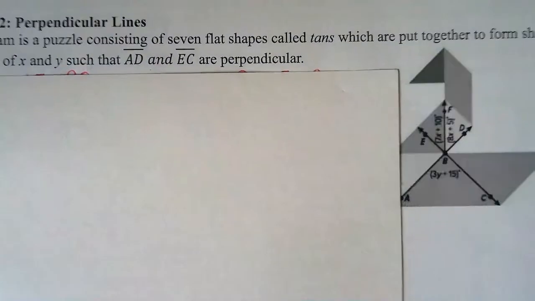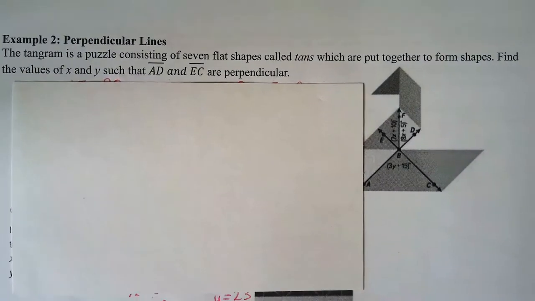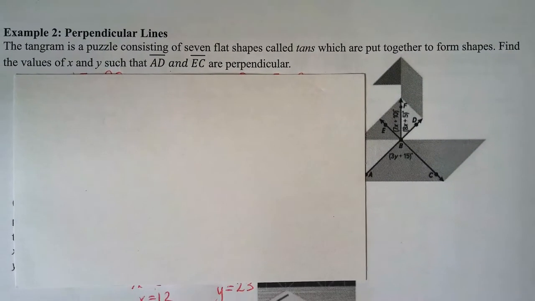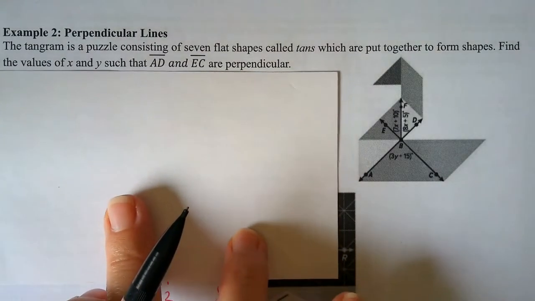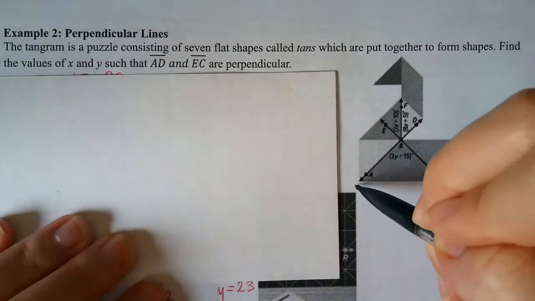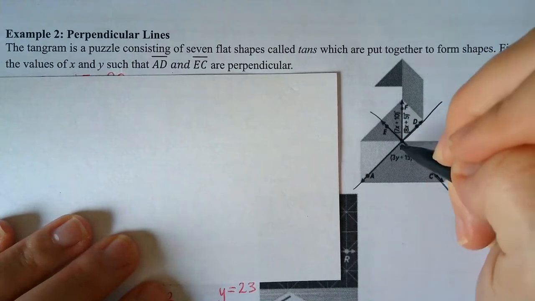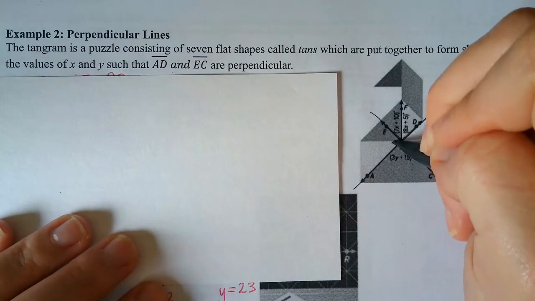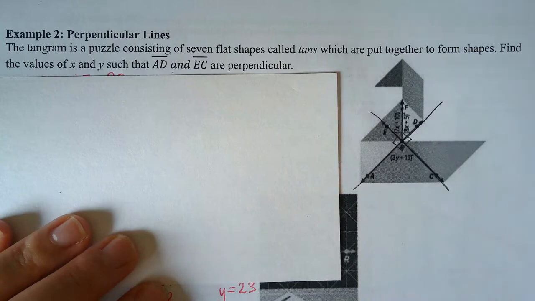In example number 2, it says the tangram is a puzzle consisting of 7 flat shapes called tans, which are put together to form shapes. Find the values of x and y such that AD and EC are perpendicular. So I go to my picture, AD is here and EC is here. If it's perpendicular, we just learned that you have right angles. And if one of them is a right angle, then all of them are right angles.